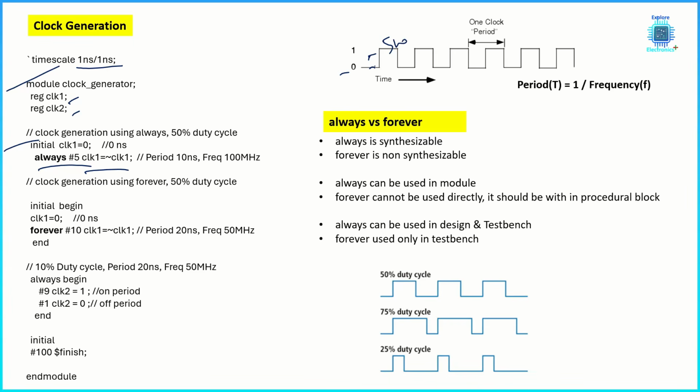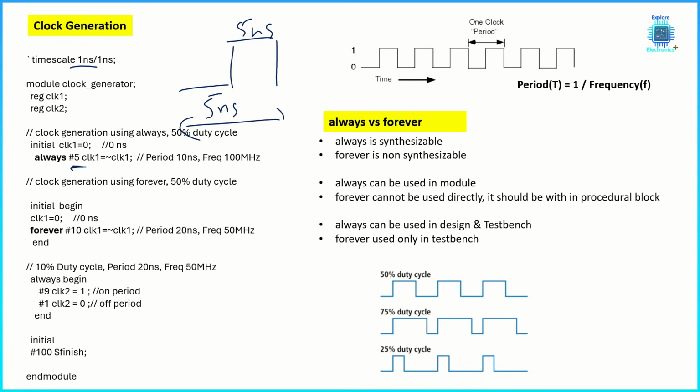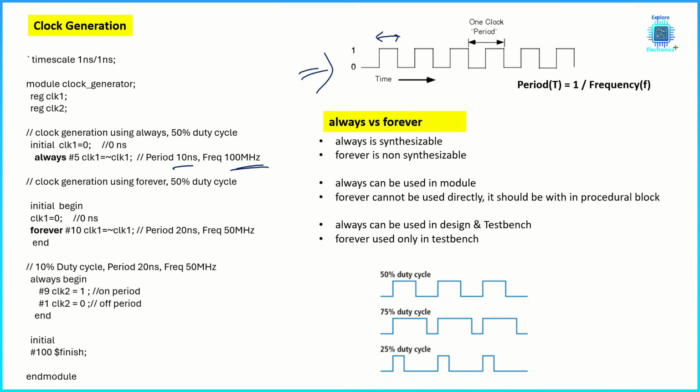The 5 nanosecond is the change value we have given here, and it changes its value from 0 to 1 after 5 nanoseconds, and this is also 5 nanoseconds. After 10 nanoseconds are completed, it will change its value, correct? Now the frequency of that clock is 100 megahertz, and the period is 10 nanoseconds, right? And this will have a duty cycle of 50%. Exactly, it will have 50% on cycle and 50% off cycle in one period.